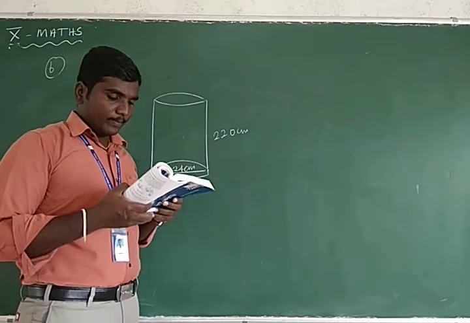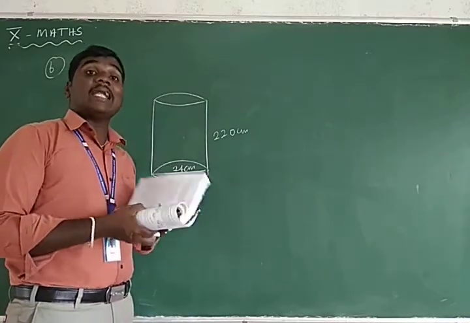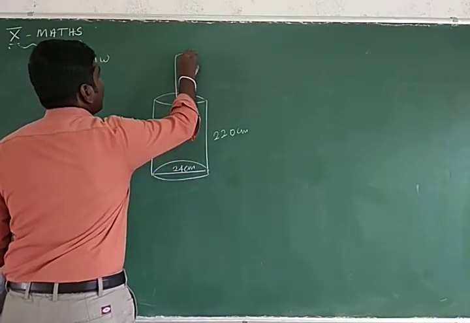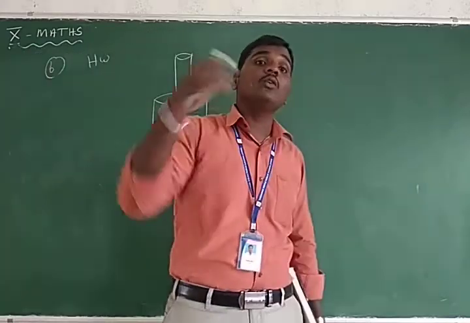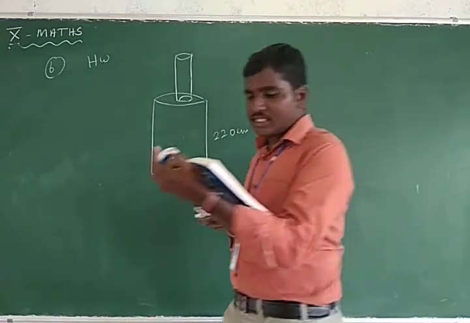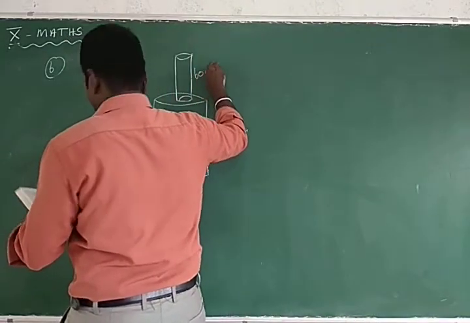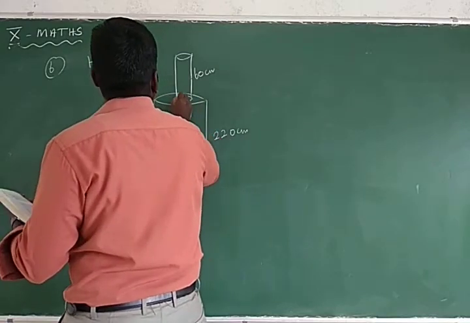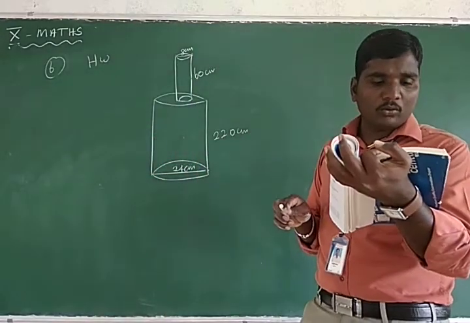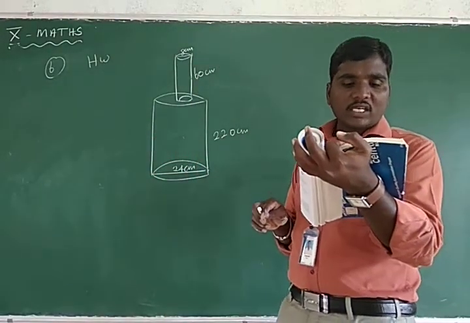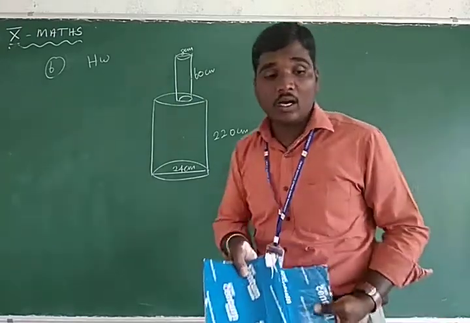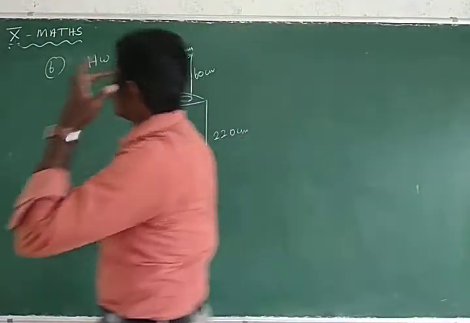Height is given, which is surmounted by another cylinder, of height 60 cm and radius 8 cm. Two different shapes. So find the mass of the pole, given that 1 cm cube of iron has approximately 8 gram mass. The value of pi is given as 3.14.